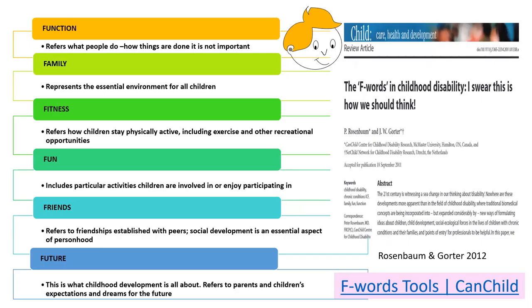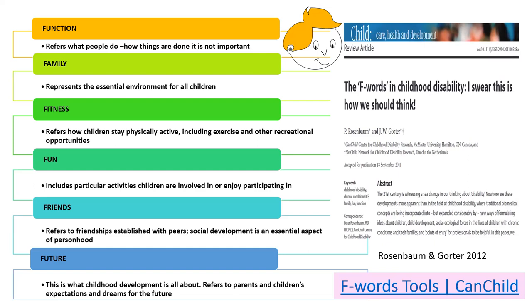So I think this was the way to look at rehabilitation interventions through children's and their families' eyes. Truly, they gave us practical tools to help us find ways to make the interventions more child-oriented and more family-focused. So function was the first F-word, and it refers to what people do; how things are done is not important for us. Family represents the essential environment for all children. Fitness: all our children should stay physically active. And fun: what they enjoy, what they like to do.